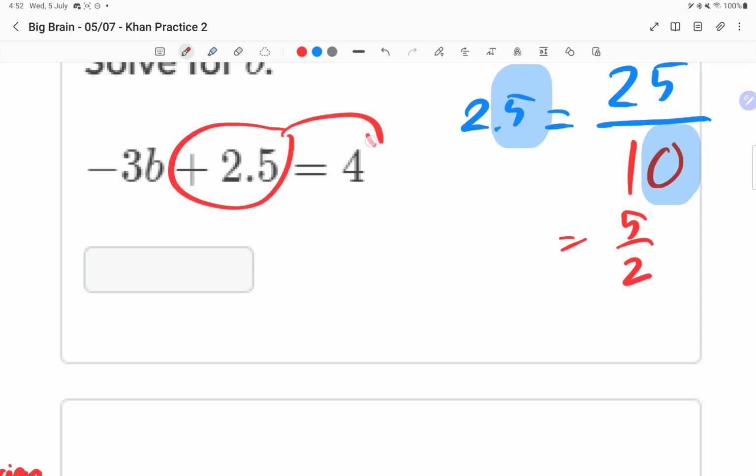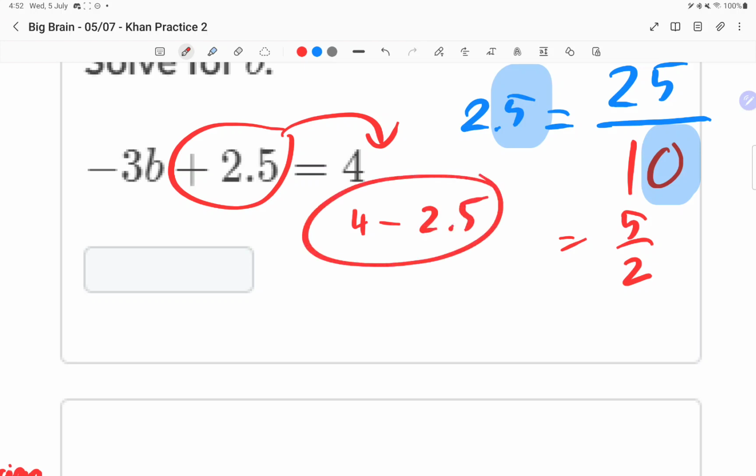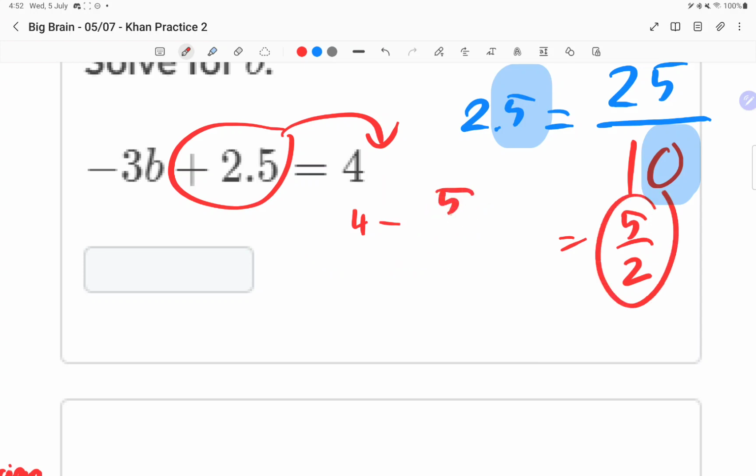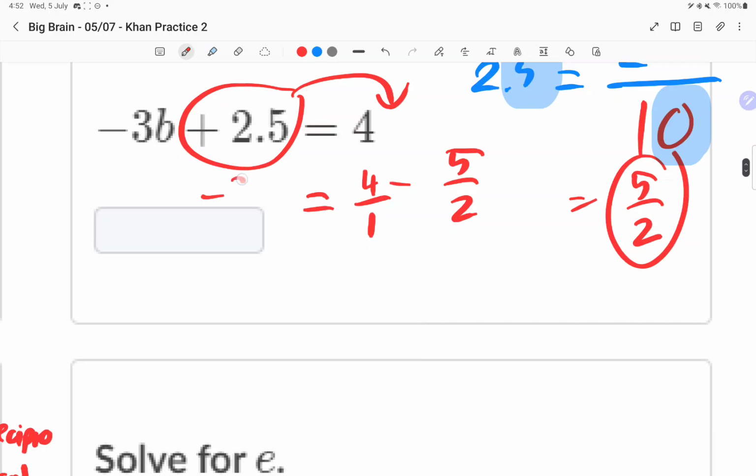Okay? So now you may or may not want to convert to a fraction first, because for example, in this case, I would actually take this one over here, and I go 4 subtract 2.5. Now, if you prefer doing decimal subtraction, then you can work it out. Otherwise, you change that to 5 over 2, and turn this one to 4 over 1, and then you do the subtraction. So let's just say we were to do the subtraction here. So negative 3b equals that, subtract that, make the denominator the same.